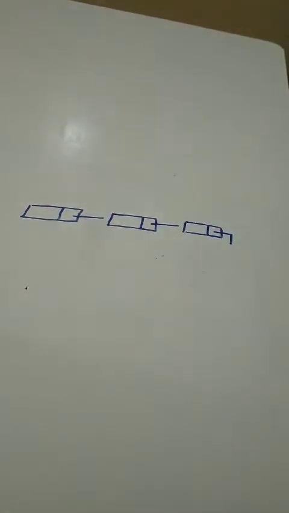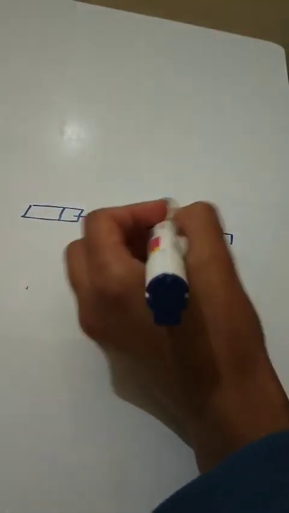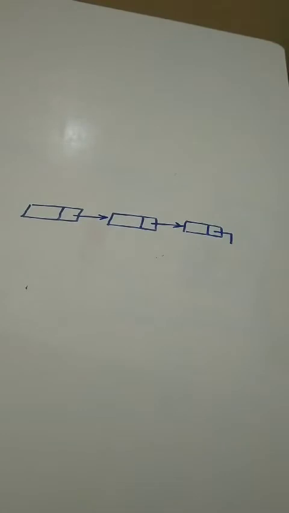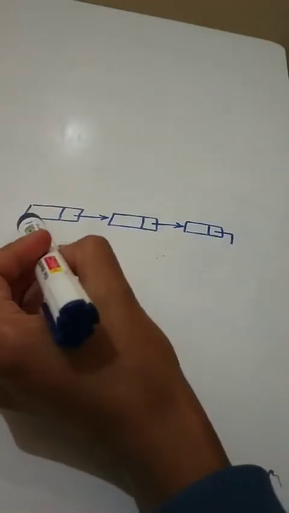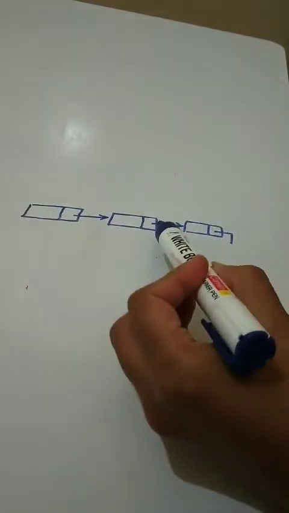This is my linked list. It looks more like a train with the different bogies that are there. So a linked list is a collection of data elements. Here, this will hold one data element, this will hold another data element, this will hold another data element. So my linked list right now is holding 3 data elements.